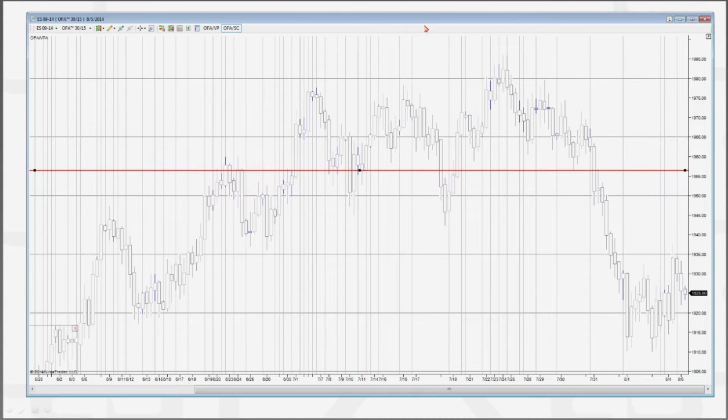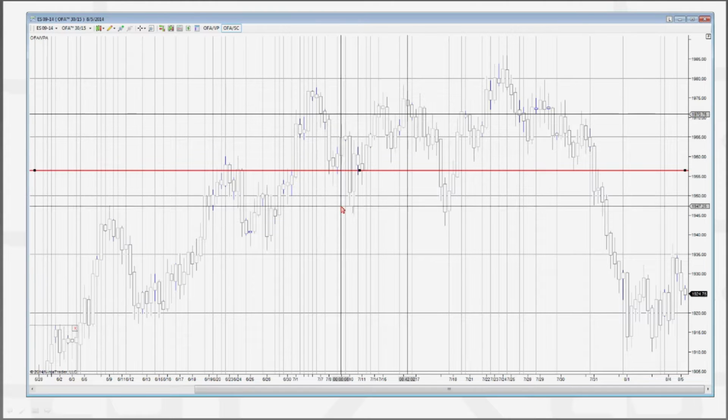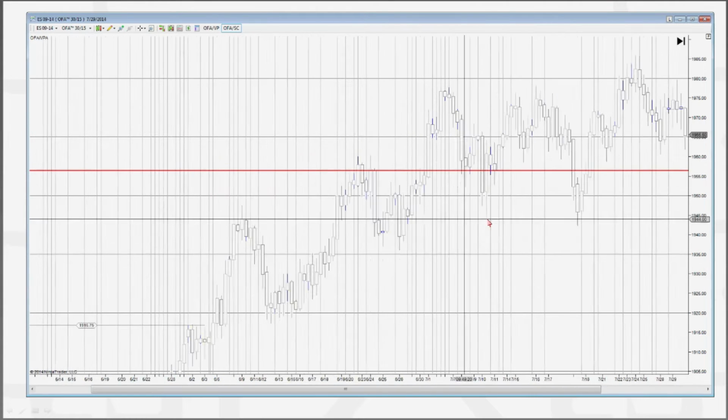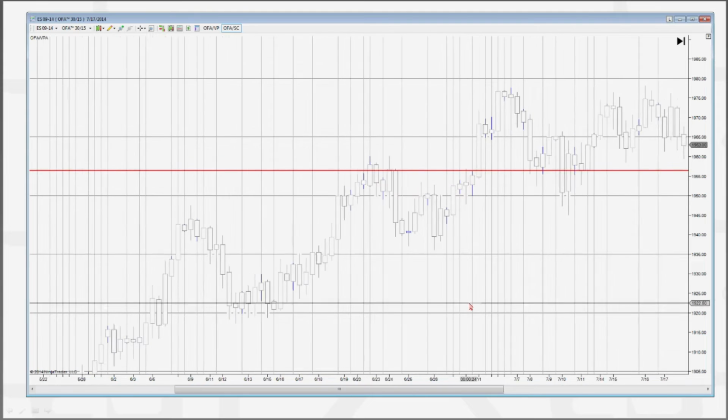All right, so here is a structure chart, and this structure chart goes all the way back into the beginning of June. So it's 90 days of data. And let's move this over and look at what we might do.